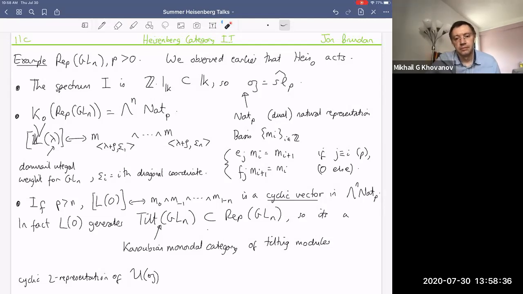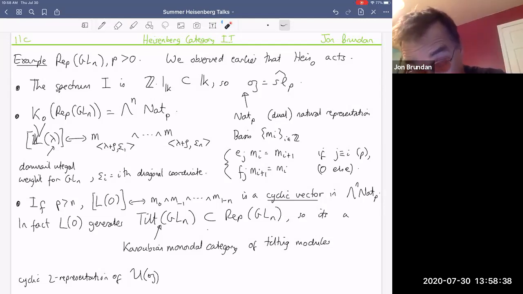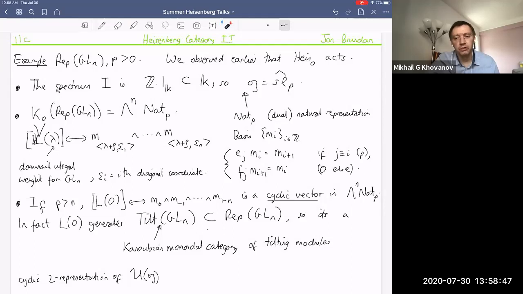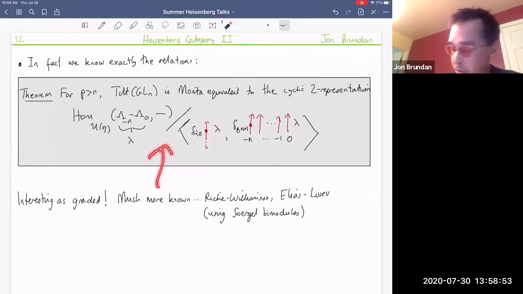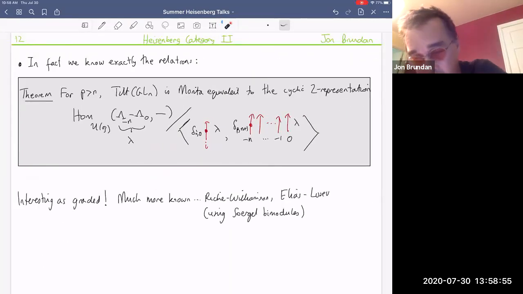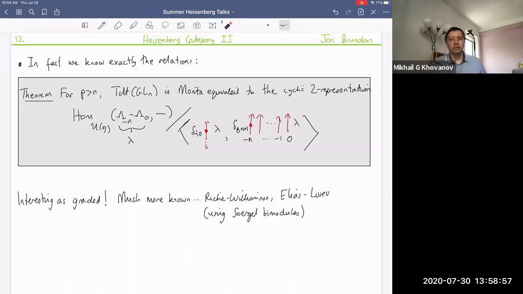So you get tilt GLN, this Cherubian monoidal category. That's exactly the quotient of the Kac-Moody 2-category that you get the presentation for. So it's with the Q. So you still have grading. So from this presentation for tilt GLN, you get this grading on tilt GLN. And it's a new grading.